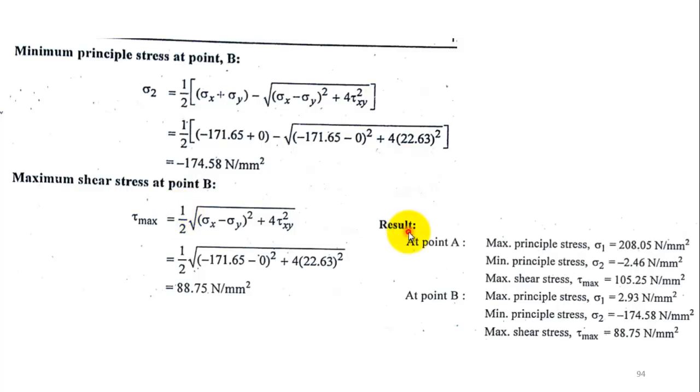In our question, they have asked us to calculate sigma 1, sigma 2 and tau max for point A and point B. We have calculated that. This concludes this problem. Is there any doubt regarding this problem? Note down this page also.